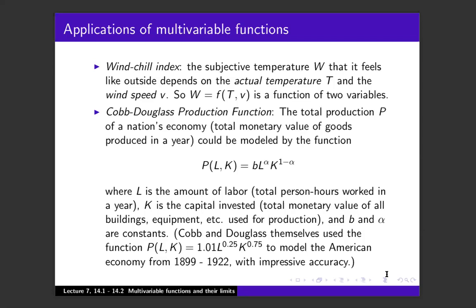is known as the Cobb-Douglas production function. In this case, you can talk about the total production of a nation's economy, and that's modeled by the function P(L, K) equals B L to the alpha times K to the 1 minus alpha. B and alpha are two constants depending on the nation, the product in question, etc. L is the amount of labor, and K is the capital that's invested. We call this the Cobb-Douglas production function.